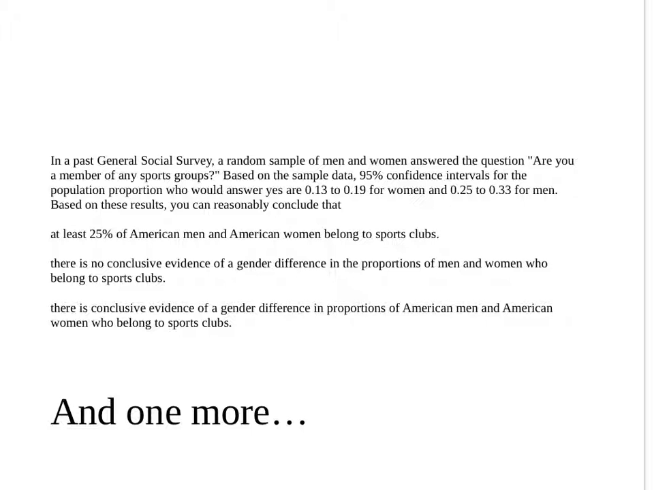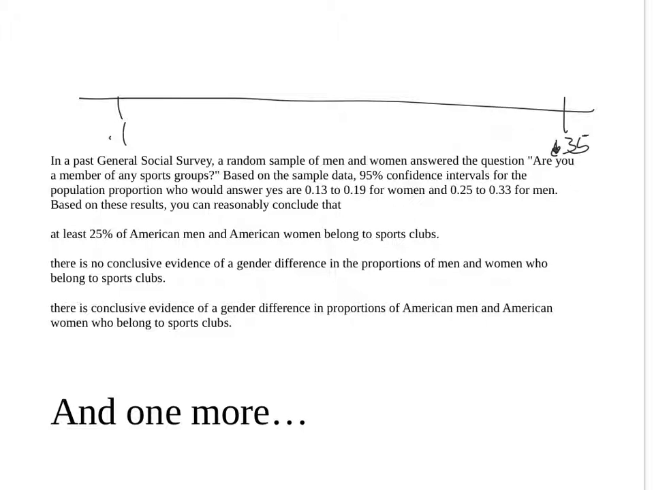Well, let's talk about what we can conclude here. So we're looking at confidence intervals, and we're pretty sure that the proportion for women is between 0.13 and 0.19, right? That's where women are. So let's just draw this all on a number line. Here's the number line. Here's 0.1, and let's say here's 0.35.